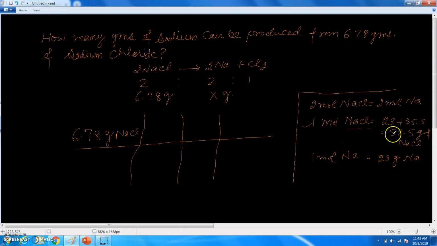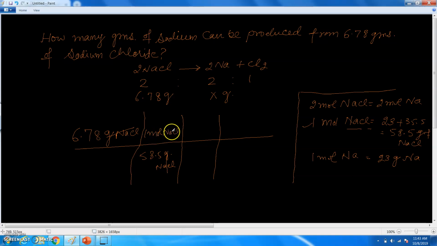1 mole sodium chloride is equal to 58.5 grams of sodium chloride. To cancel this gram sodium chloride, we will write 58.5 gram sodium chloride, and this is equal to 1 mole sodium chloride. This will be written like this. This gram sodium chloride cancels with gram sodium chloride. Now we will write in this box one to calculate this.